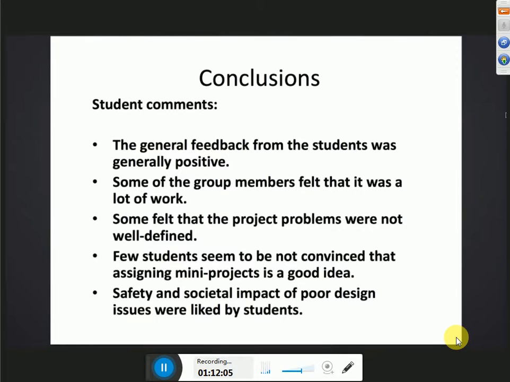Some students obviously think, well, I'm paying my tuition, so you better teach simple things and textbook, and don't give us many projects. But that's a minority. And this one they liked quite a bit: societal impact and pool design. Okay, go to the next slide.